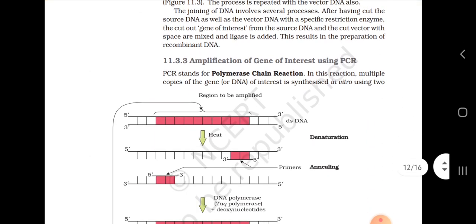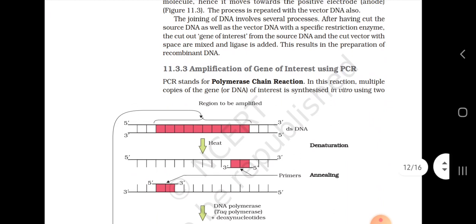Now, next is isolation of the desired DNA fragment. And this is done by using the agarose gel electrophoresis, whose details we have already gone through, and the activity of the restriction enzyme can also be checked in the gel electrophoresis. Since the DNA is negatively charged, it moves towards the positive electrode or the anode, and in the process the DNA fragments actually separate out based on their sizes. Now, this desired DNA fragment is then isolated.